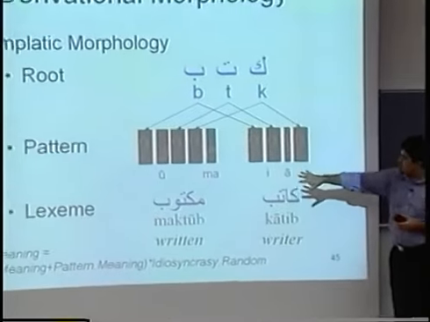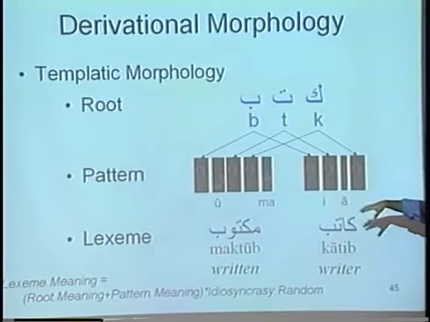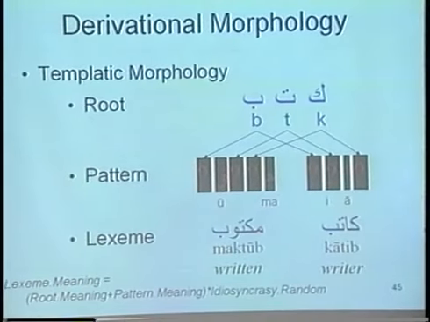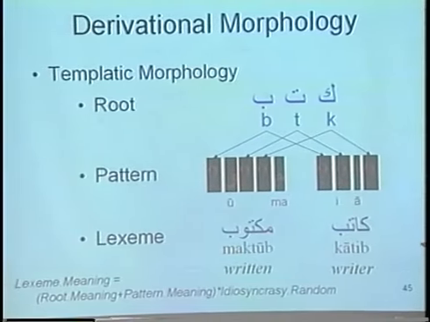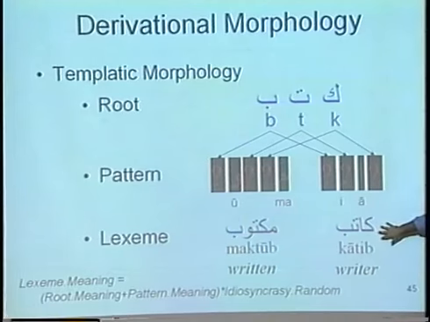And here, that pattern is the pattern for creating the object of something or the result of the effect of something, and this is the doer of something. So here, katib is writer and maktub is something that is written. And it still comes from that root.